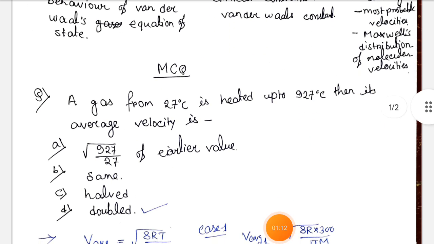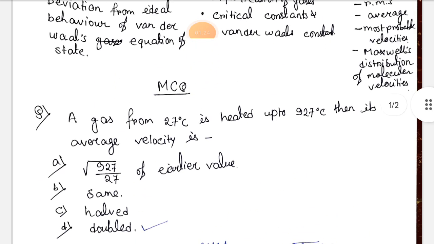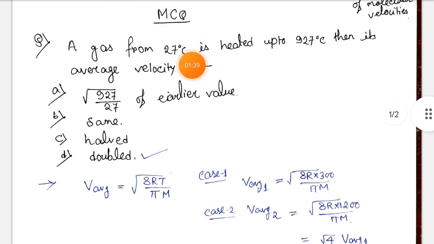Okay, so let's see the MCQs. First question: a gas at 27 degrees centigrade is heated up to 927 degrees centigrade, then its average velocity is? For this you have to remember the formula of average velocity. V average is equal to root over 8RT by pi M. For case 1, at 27 degrees centigrade, T is equal to 300 Kelvin. I will put the value, and V average 1 is equal to this. In case of 927 degrees centigrade, that is 1200 Kelvin, the average velocity is this.